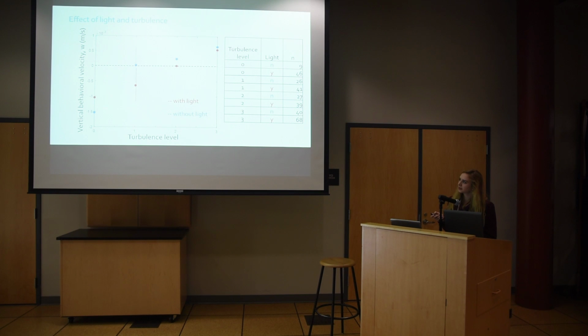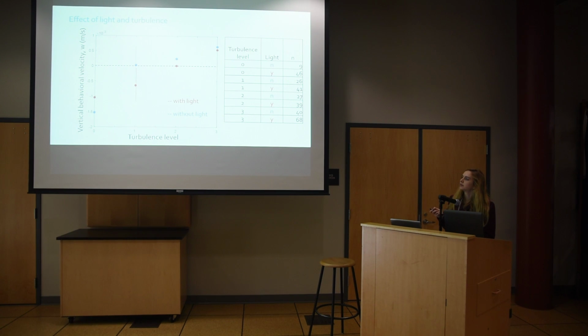So here we see that both with and without light, the brine shrimp are swimming downward. And then next, at a low turbulence level, they're hovering around 0 without light and still swimming downward with light. And then later on, they appear to be hovering around 0 with light, swimming upward without light. And then lastly, at a higher turbulence level, they appear to be swimming up in both cases.